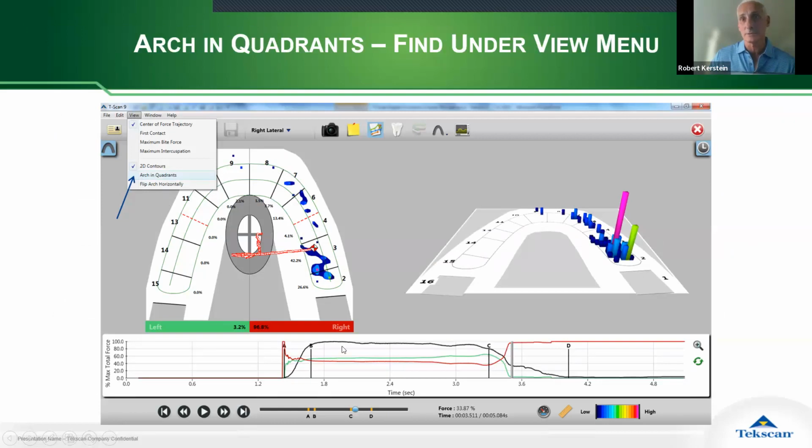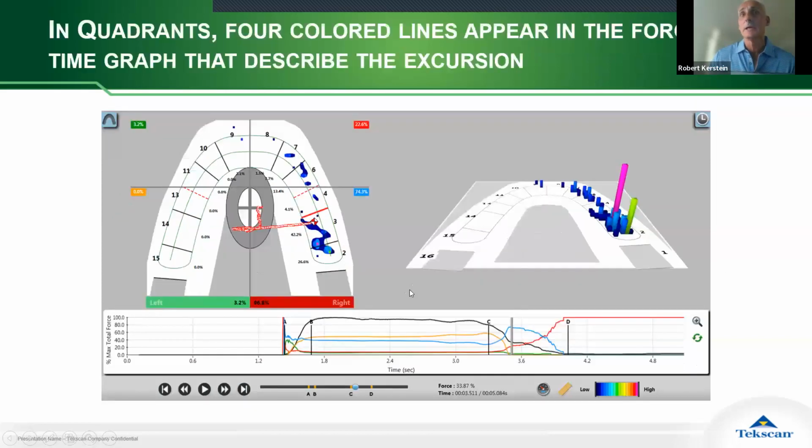And this is an excursive graph. The patient bites down, holds their teeth together. Here they're going to the right. And you see it looks like the right side discludes the left side. The red line rises, the green line goes to 0. But it's not in quadrants, right? So if we want to see it in quadrants, we go to the view menu, we click on arch in quadrants, and then we have the same graph. The total force line remains the same, but we have 2 new quadrants.